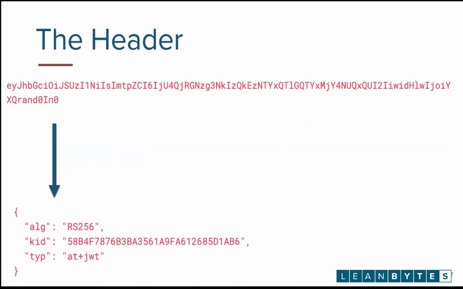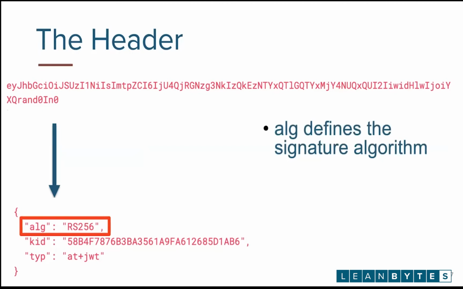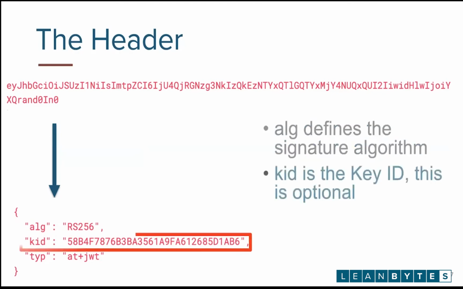If I take that header and base64 decode it, again this is just base64 encoded, so anybody can decode this, you will get back a JSON object that looks something like this. The alg is the algorithm. This defines the algorithm that the signature used. In this case, it was RSA SHA-256.